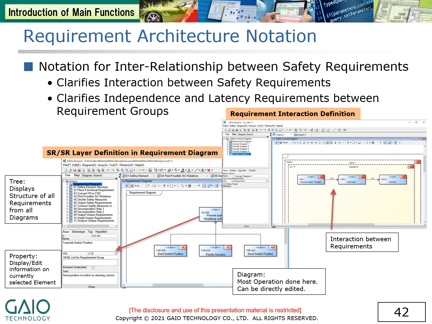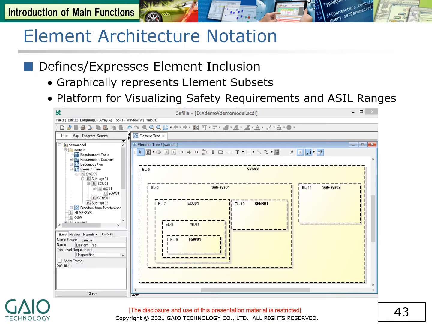Requirement architecture notation is a means for describing the relationship between safety requirements and the interaction and interdependence between them. Element architecture notation defines element inclusion, how the elements are grouped into subsets in order to realize the requirements. This helps to visualize the requirement architecture and the scope of each ASIL level.